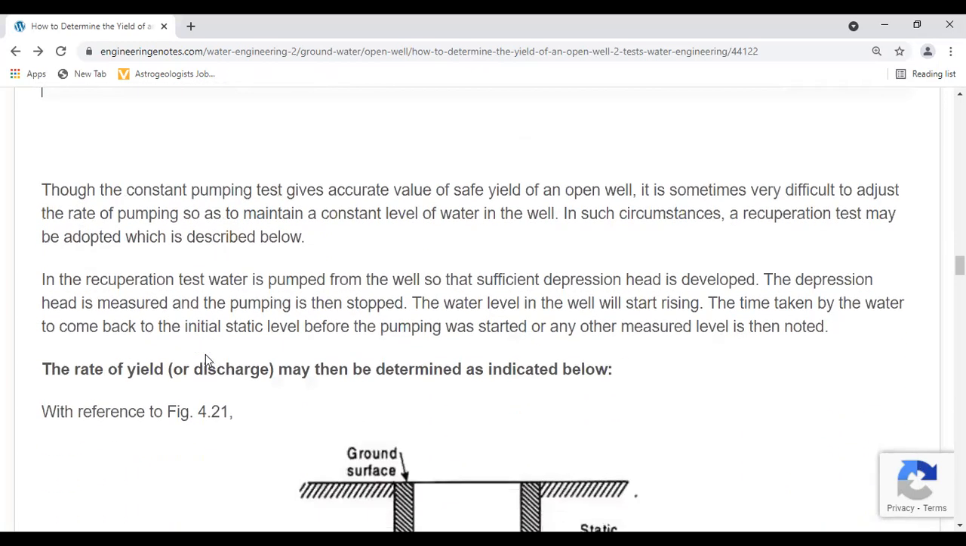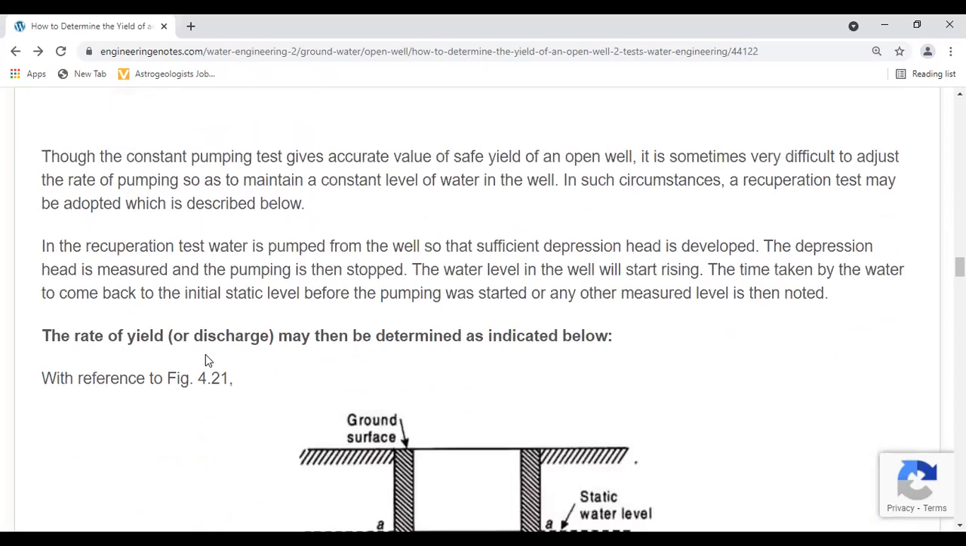Recuperation test. This is not as accurate as the pumping test, but is resorted to when it is difficult to regulate the pump to maintain a constant level in the well.